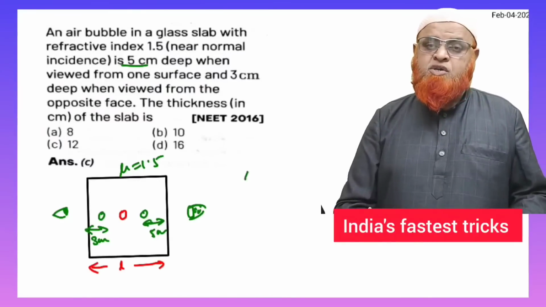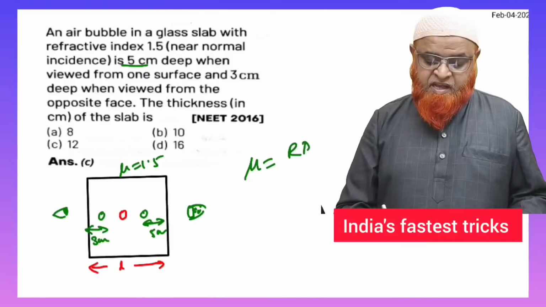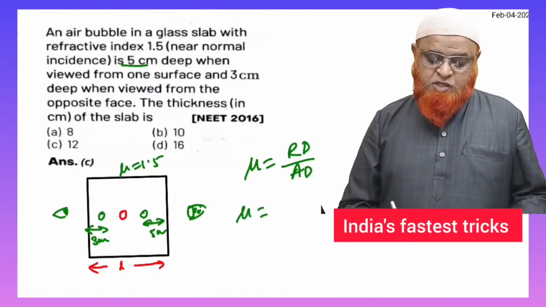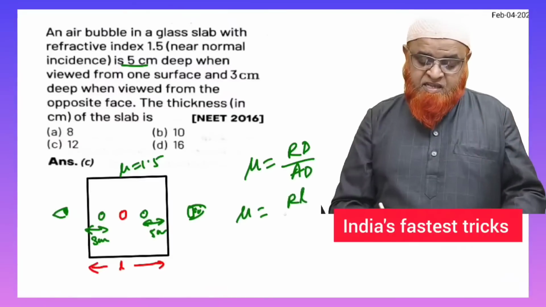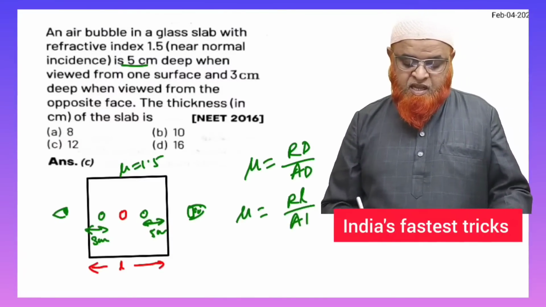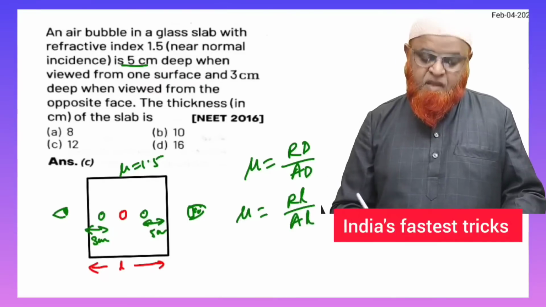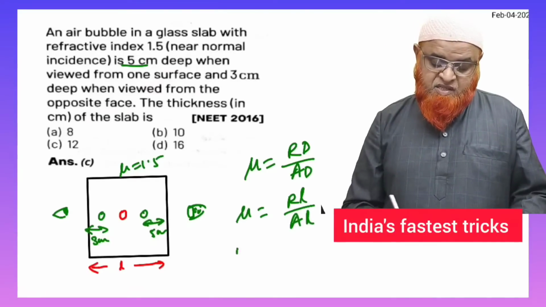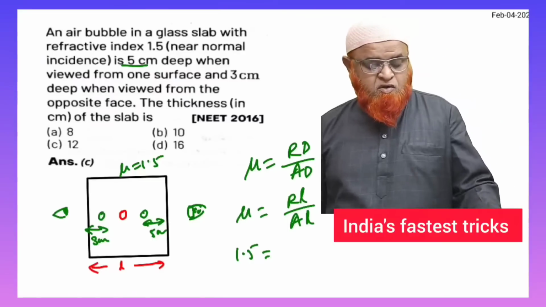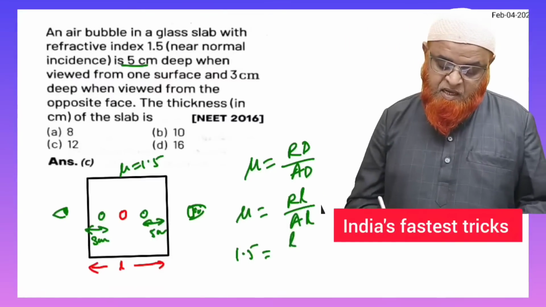Okay, so you all know that refractive index is nothing but real depth by apparent depth. But in this case, you can consider the refractive index as real length by apparent length here. The refractive index is given as 1.5, and he is asking us to find out the real length, which is taken as L.